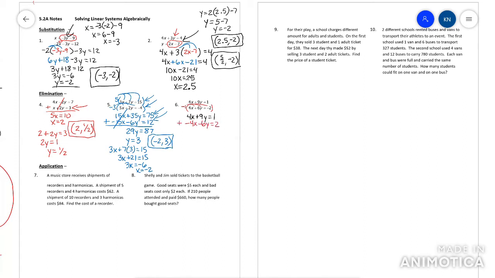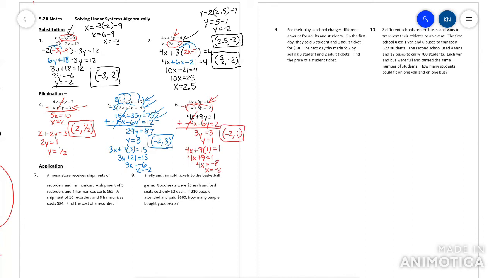Now I can add these things together, cancel the x's, get 3y equals 3, divide by 3. I know y equals 1. Plug it into any equation. I'm going to use this top equation. So 4x plus 9 times y, which is 1, equals 1. Multiply it out. 4x plus 9 equals 1. Subtract 9. Divide by 4. Now I know my x. So my answer here would be negative 2 comma 1.